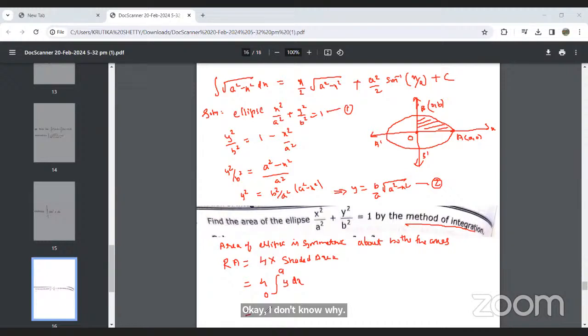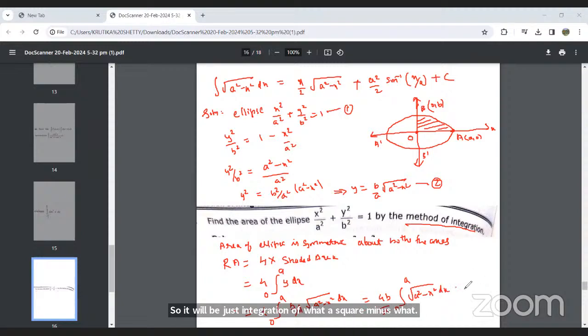On simplifying further, 0 to a, we need to keep it as it is. What is the value of y? The value of y we have calculated here in equation 2. It is equal to b upon a, root of a square minus x square, dx. So on simplifying, it will be 4b by a, integration of 0 to a, because b by a is constant, you can keep it outside. So it will be just integration of a square minus x square, dx. So this is the third step.